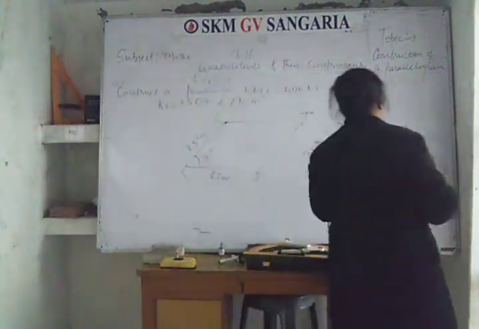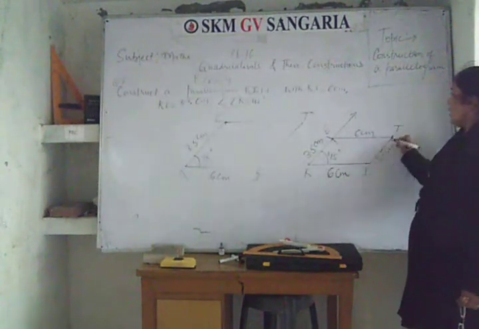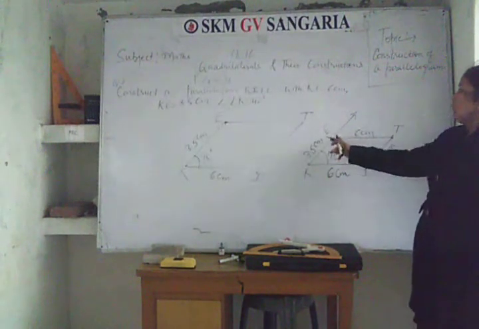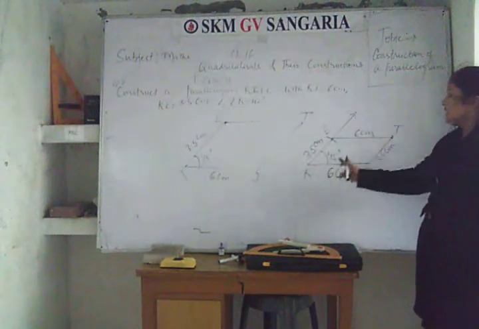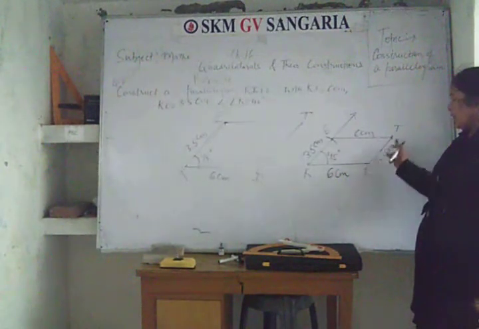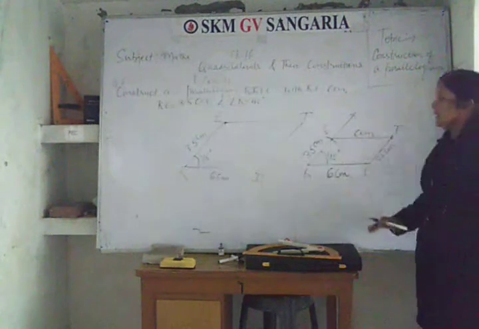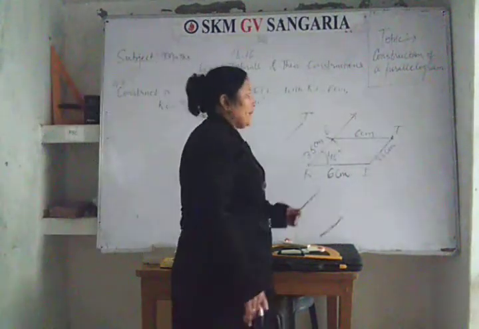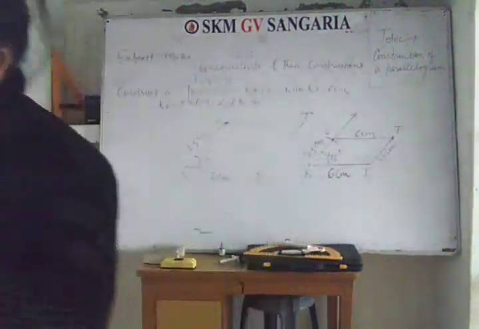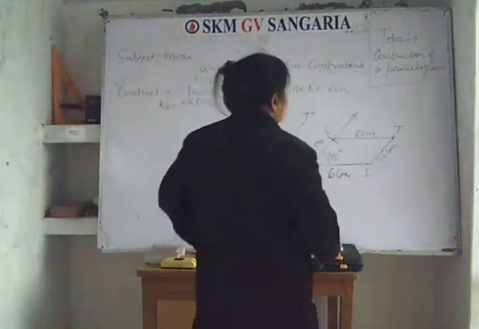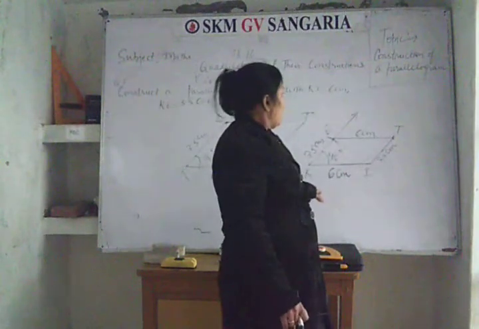Then join I and T, because KITE. You have drawn a line ET, which is equal and parallel to KI. Join TI or IT and KITE is the required parallelogram. When in the question it is given, after construction measure all the angles and sides of the parallelogram and write your findings, you will measure all the sides and angles after construction.